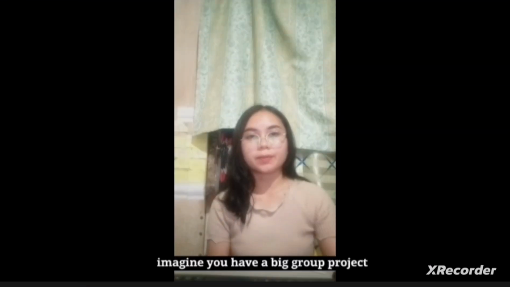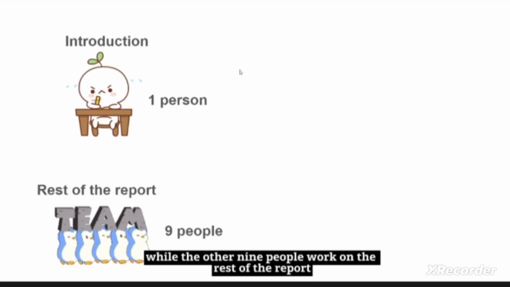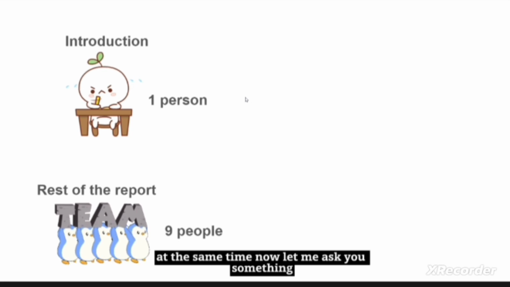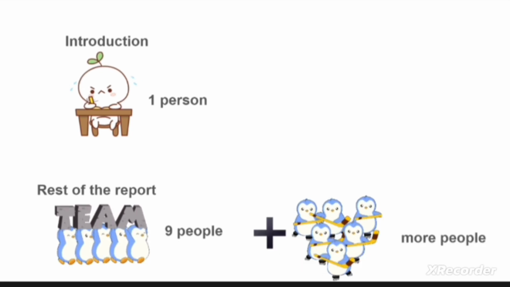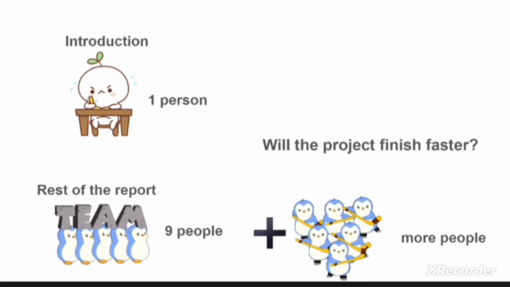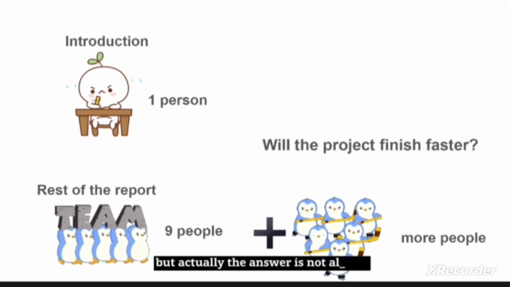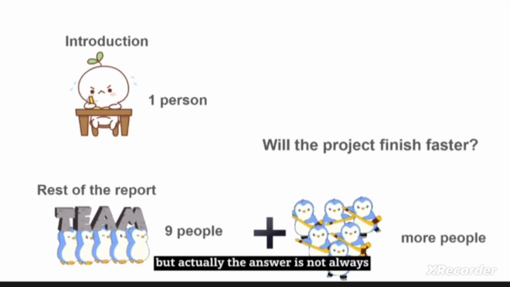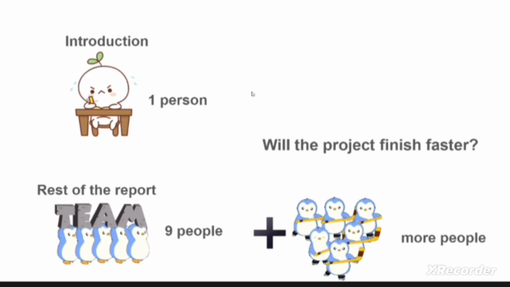Imagine you have a big group project. One person writes the introduction, while the other 9 people work on the rest of the report at the same time. Now let me ask you something. If we add more people to the group, will the project always finish faster? Most people would say yes, but actually the answer is not always. And that is what Amdahl's law helps us understand.